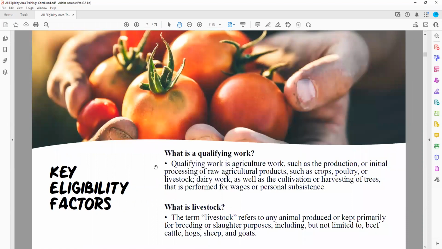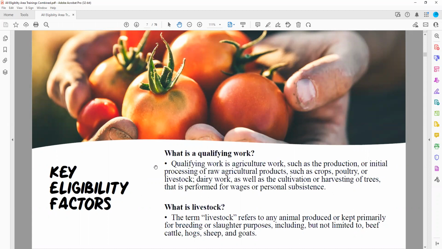A few other key eligibility factors. What is qualifying work? Qualifying work is in agriculture, such as in the production or processing of raw agricultural products, such as crops, poultry, or livestock. It can also be dairy work, as well as the cultivation or harvesting of trees that is performed for wages or personal subsistence. So you see, it's pretty broad.